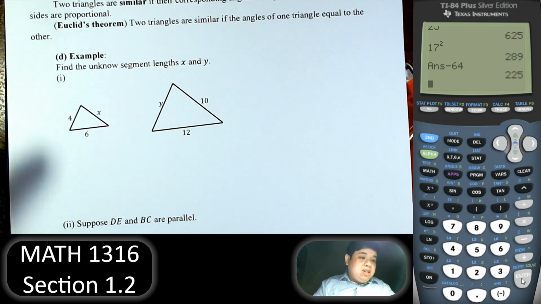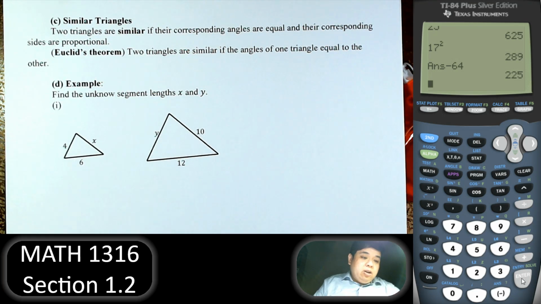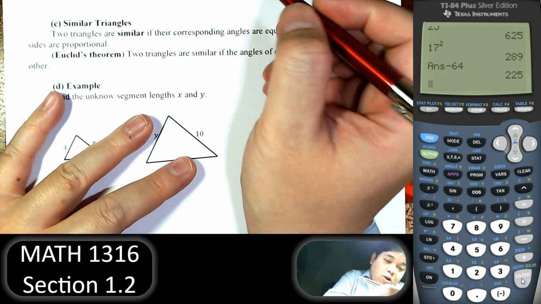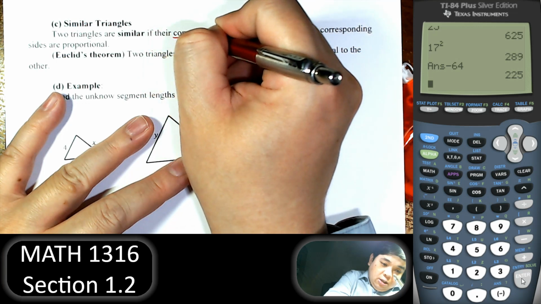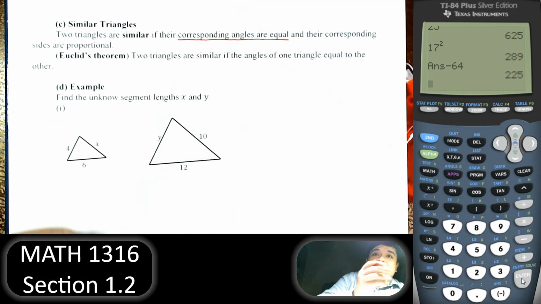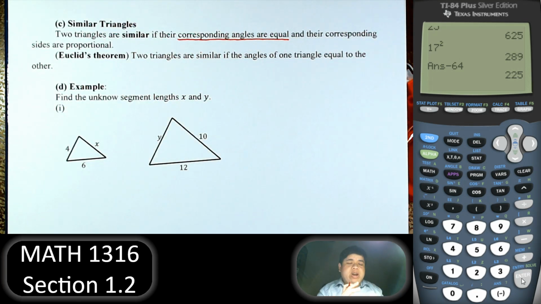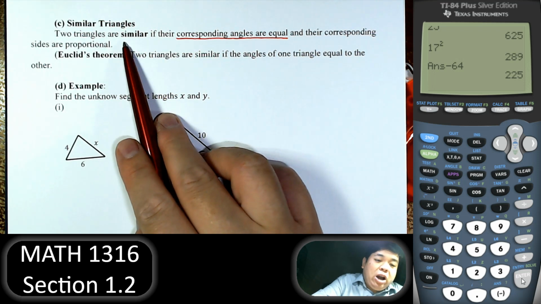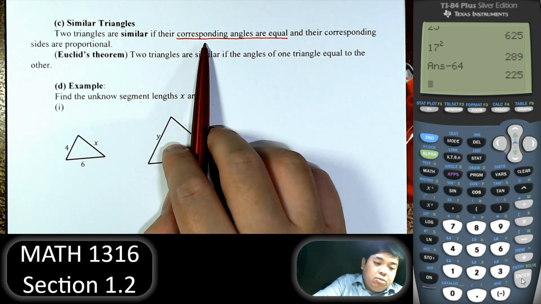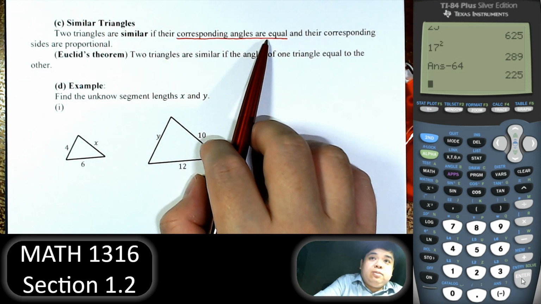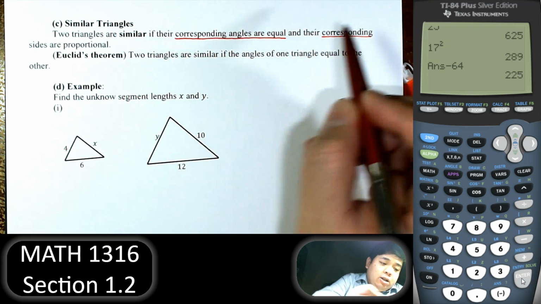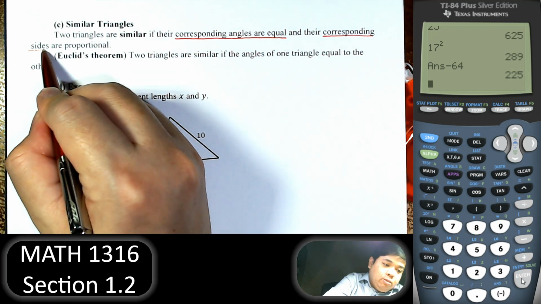Right. Next we have similar triangles. Similar triangles have corresponding angles that are equal. So the backbone of trigonometry is based on similar triangles. Similar triangles only need corresponding angles to be equal. Consequently, the corresponding sides are proportional.